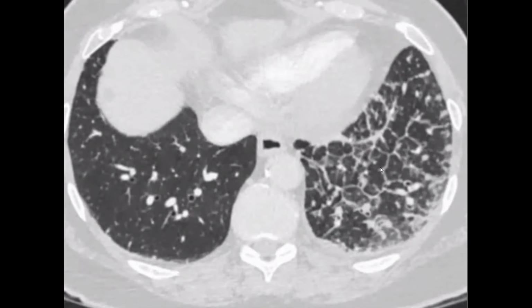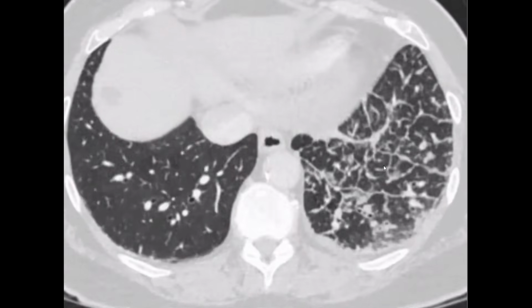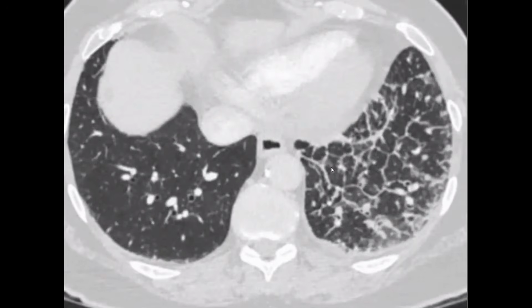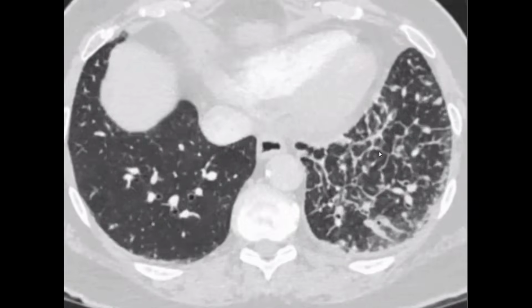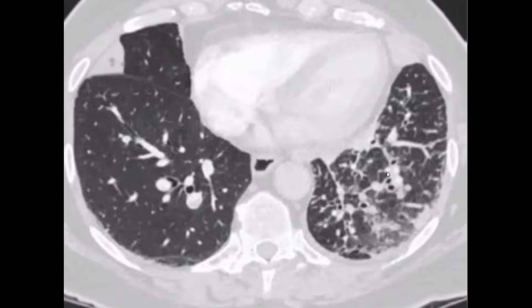But at this point, we should ask ourselves, is it smooth or nodular? It's nodular. It's not smooth. If we have a smooth thickening of the interlobular septi, this can be pulmonary edema, but pulmonary edema should be bilateral and rather symmetrical. But we have unilateral nodular thickening. Nodular thickening may be sarcoidosis, may be lymphangitis carcinomatosis.